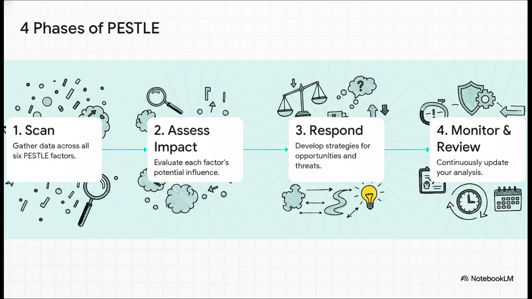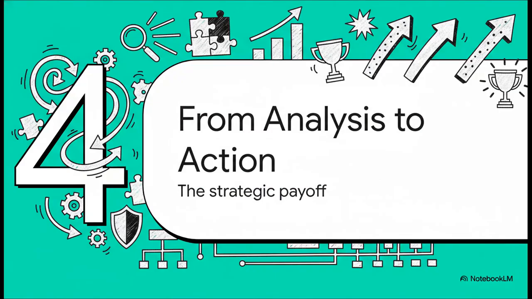It really breaks down into 4 main phases. First, you do your homework. You scan the environment and just gather all the data you can for all 6 categories. Second, you start to assess the impact. How could this actually affect us? Third, and this is the most important part, you develop a strategy to respond to what you found. And fourth, you can't just set it and forget it. You have to keep monitoring and reviewing because, well, the world doesn't stop changing. So what's the end game here? What's the real strategic payoff? It's all about taking that analysis, that outward look, and turning it into real action that gives you an edge.